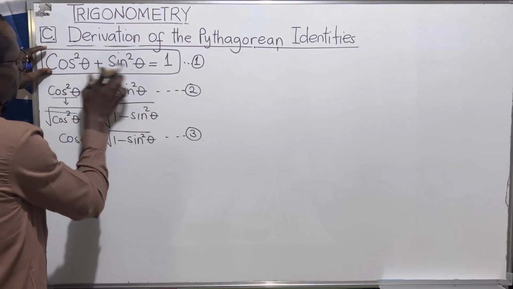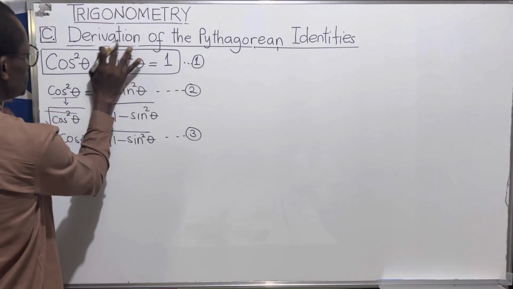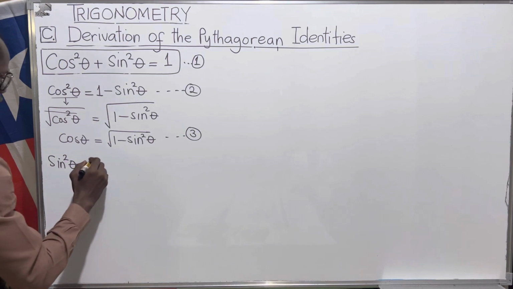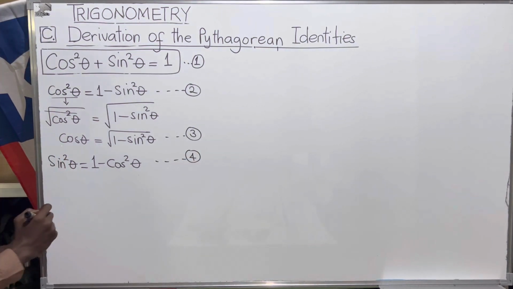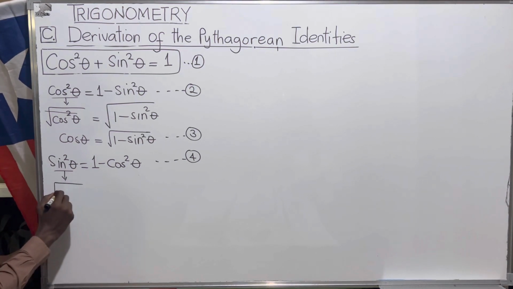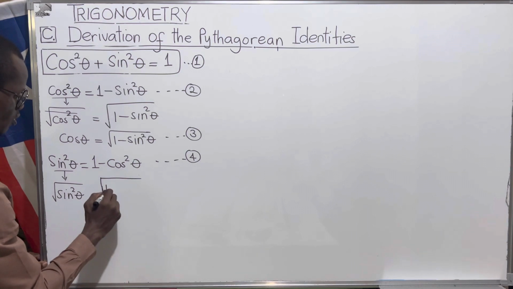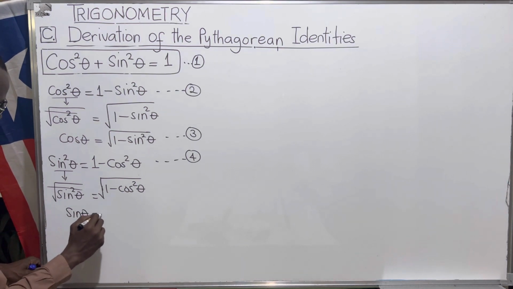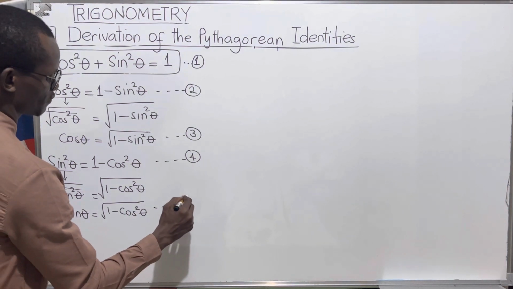Now what if from this identity we want to solve for sine squared theta? Since we want to solve for this one, only this sine squared theta must be on one side of the equation. So cos squared theta, we send it across the equal sign, and it will be 1 minus cos squared theta. We call this identity number 4. What if, like we did in this case, we only want to solve for sine of theta? It means we must take the square root on both sides of this equation. So we take the square root on both sides of 1 minus cos squared theta. The square root cancels the square, and we have sine of theta equal to the root of 1 minus cos squared theta. So we call this equation number 5.